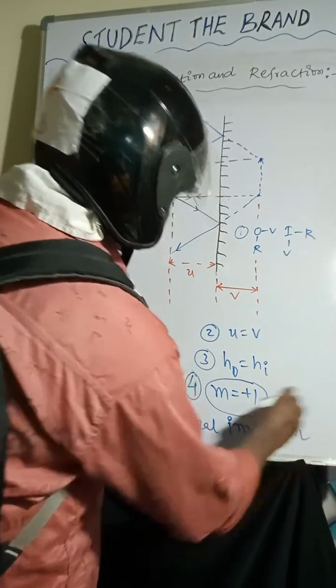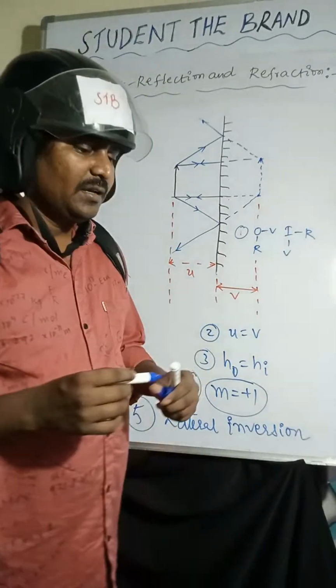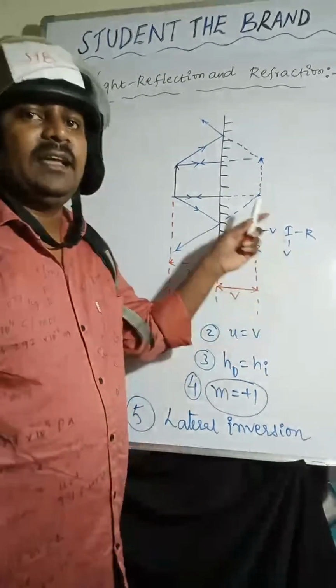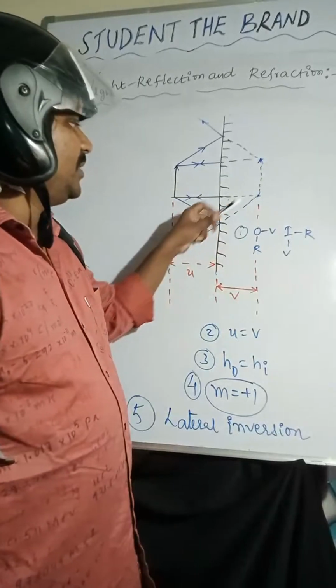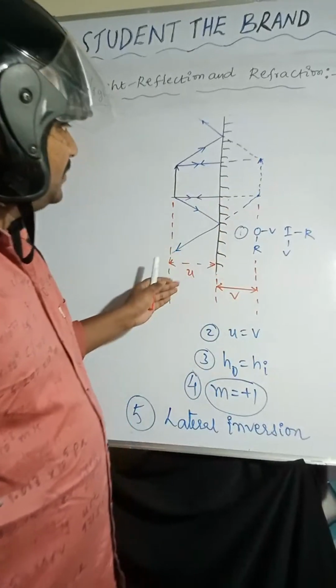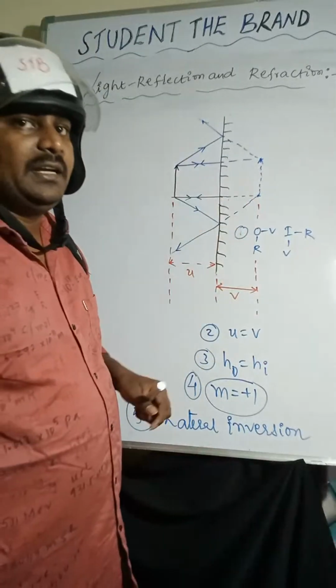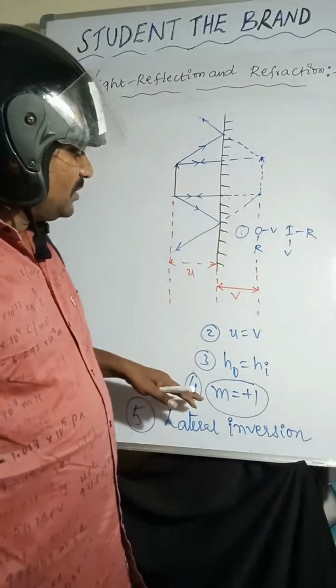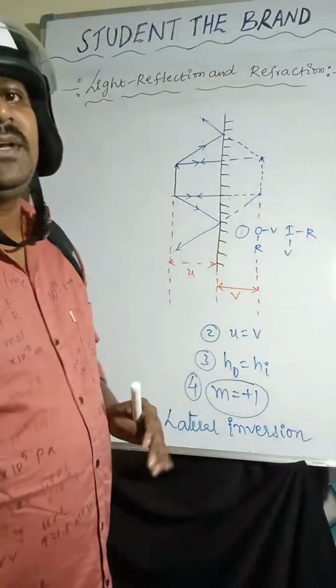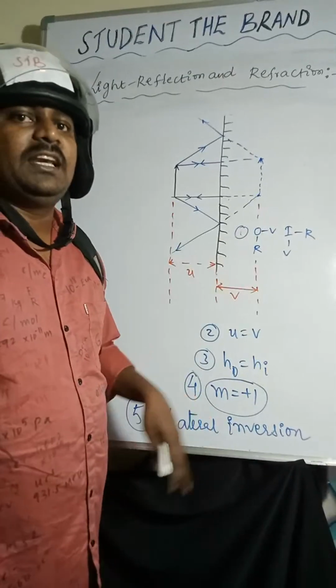Lateral inversion. Once again, for a plane mirror, the object is real and the image is virtual. Object distance is equal to image distance. Height of the object is equal to height of the image. And also magnification of the plane mirror is +1. And also it shows lateral inversion.